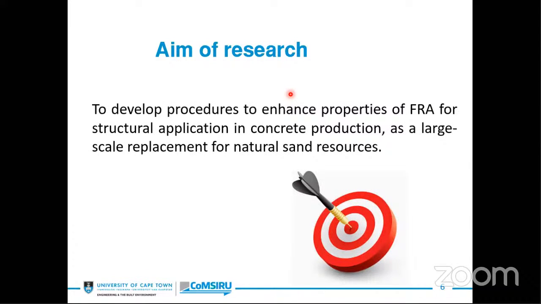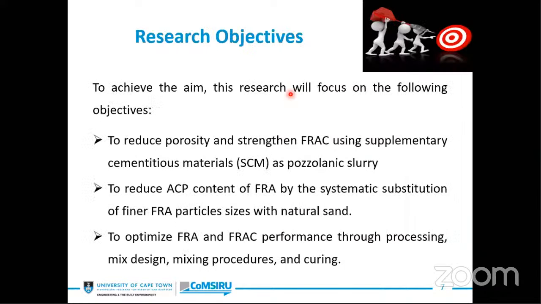The aim of this research is to develop procedures on how to enhance the properties of fine recycled aggregate for structural application in concrete production as a large-scale replacement for natural sand resources. To achieve the research aim, this study will focus on the following objectives. One, to reduce porosity and strengthen fine recycled aggregate concrete using supplementary cementitious materials as pozzolanic slurry. We'll discuss this much later.